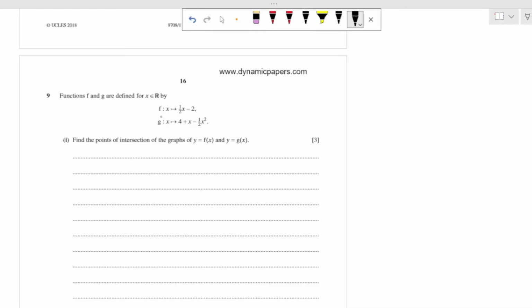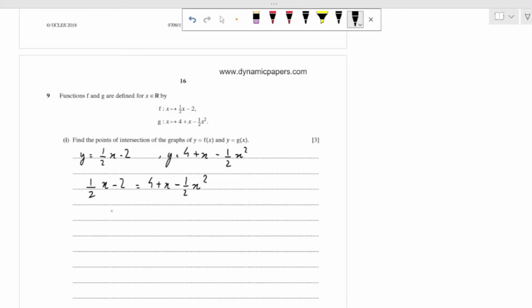So let's write these equations down. So what do we know? y equals f(x), that means y equals 1 by 2x minus 2. That's our first equation. The second, y equals g(x): y equals 4 plus x minus 1 by 2 x squared. To find the points of intersection, you need to solve both of these equations simultaneously. So we can equate both of the y, and we get 1 by 2x minus 2 is equal to 4 plus x minus 1 by 2 x squared.